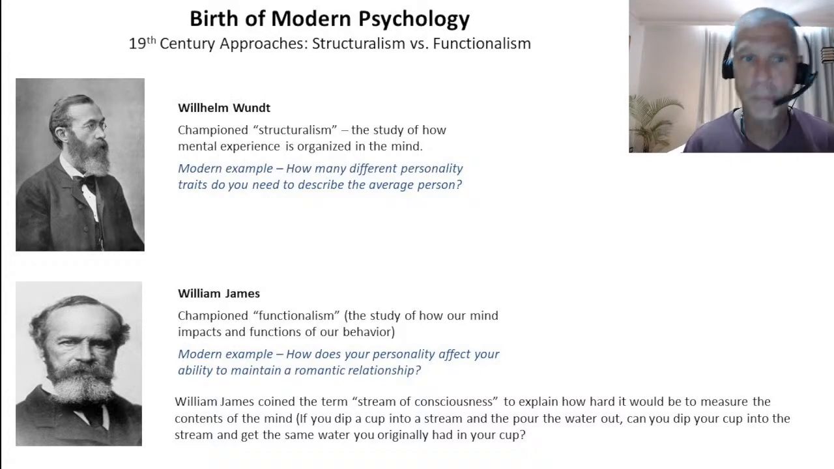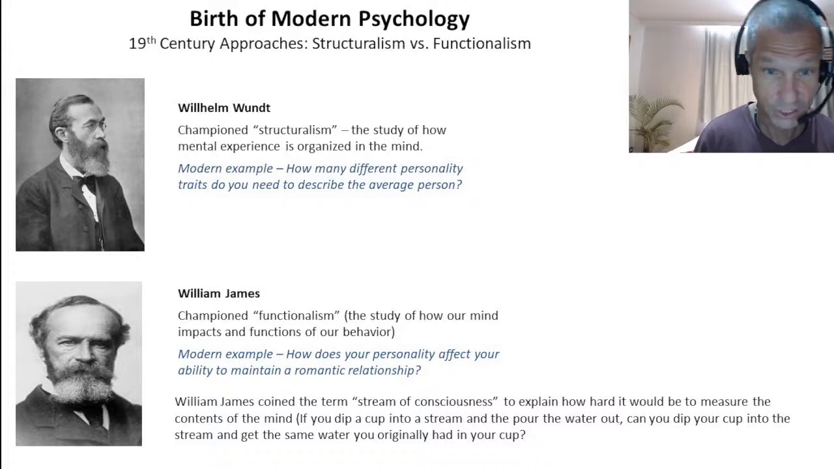A modern example of his approach would be modern personality tests, which try to figure out how many traits we should have in a personality. What does a personality look like? How many descriptors do you need to describe someone's personality?